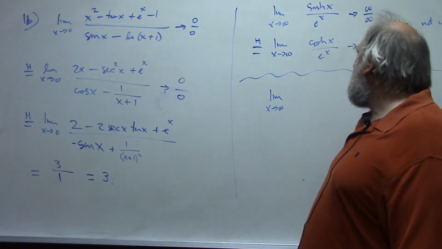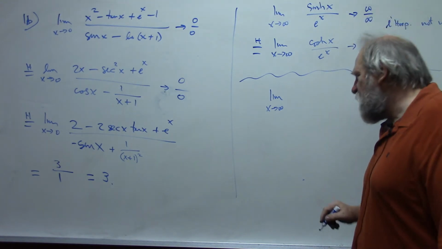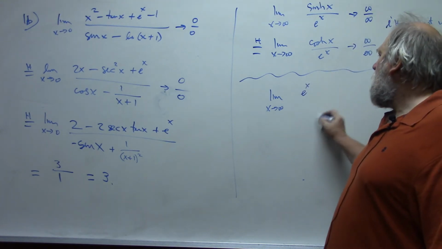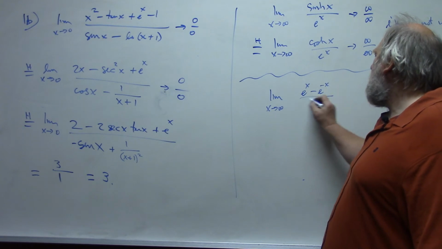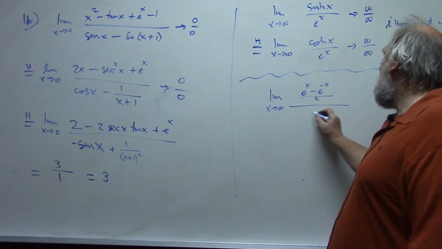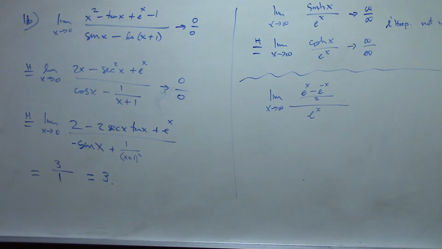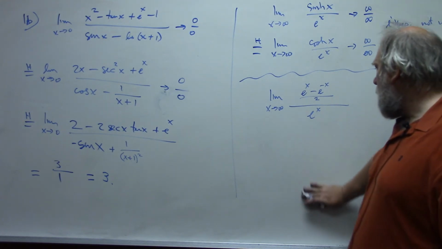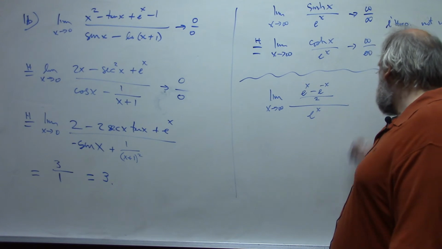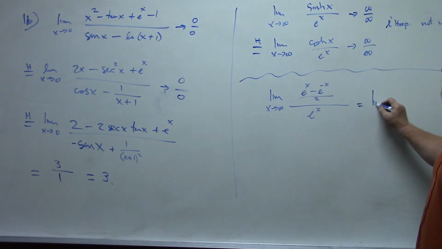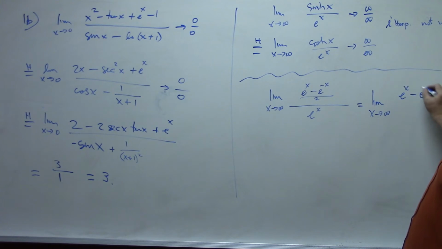Limit as x approaches infinity. Remember what sinh was? e to the x minus e to the negative x over 2, all over e to the x. And I'm going to solve this algebraically. Let me rewrite this to make it a little simpler to see. e to the x minus e to the negative x over 2 e to the x. And now let's divide everything by e to the x.